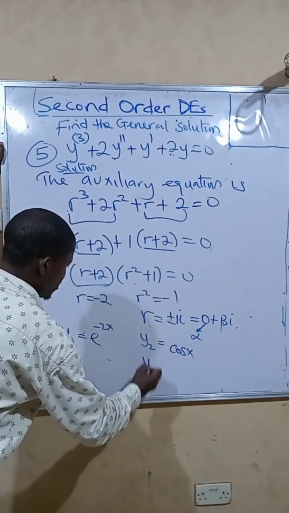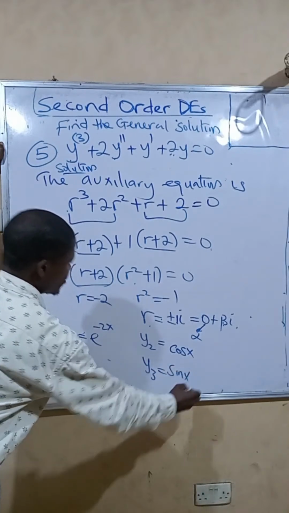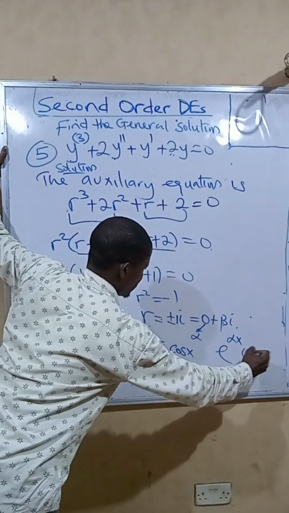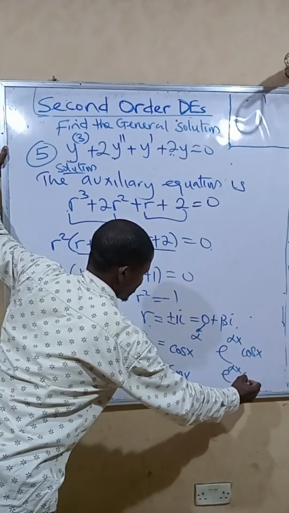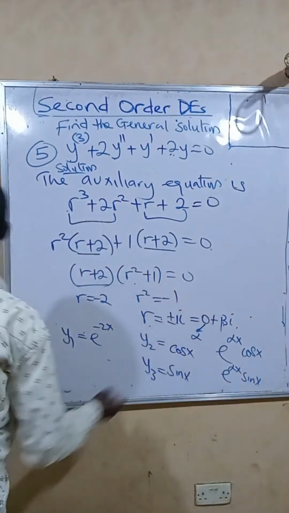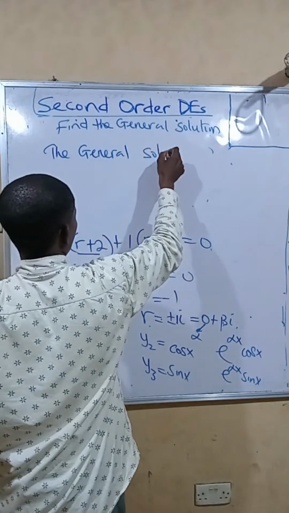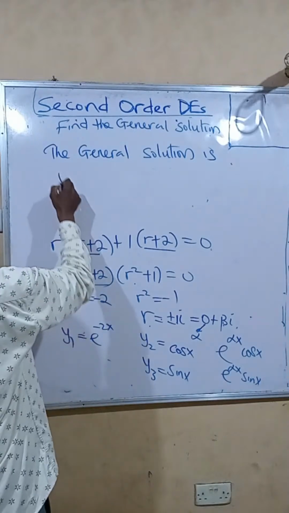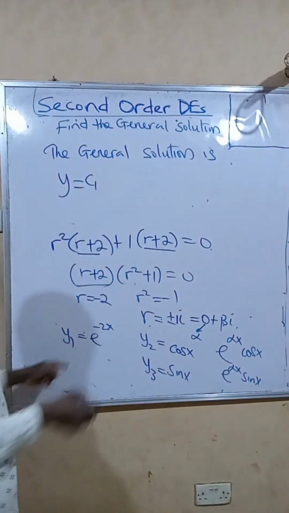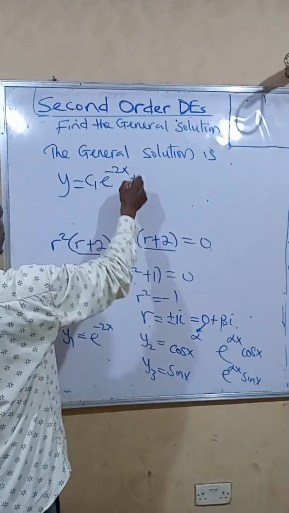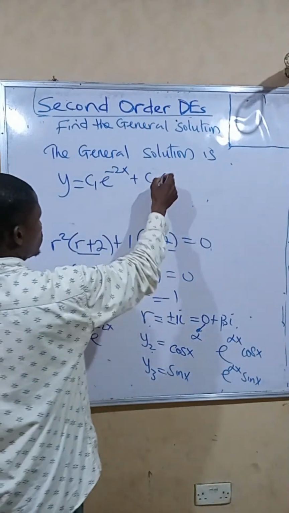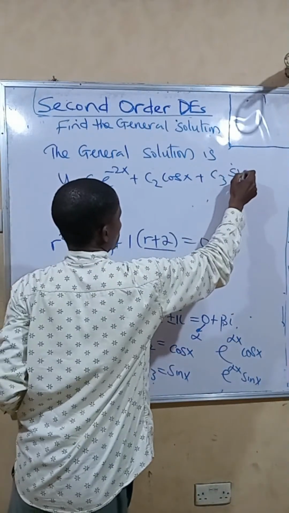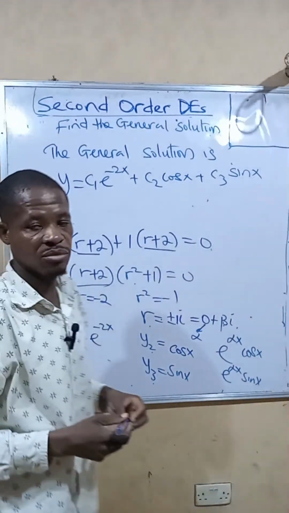Don't want to waste time. y3 is equal to sine x, because the equation is e to the power alpha x cos x, e to the power alpha x sine x. So if you do that, you're going to have y equal to c1 times y1 plus c2 times y2 plus c3 times y3. And that's that on these segments.